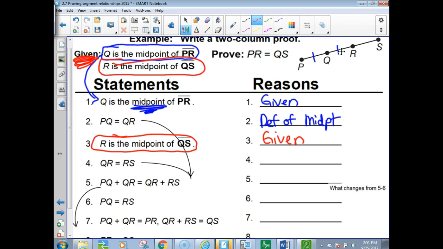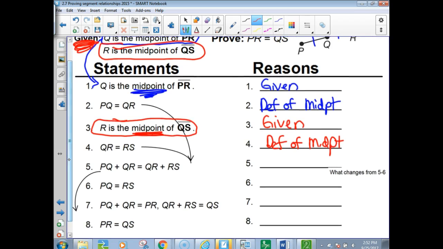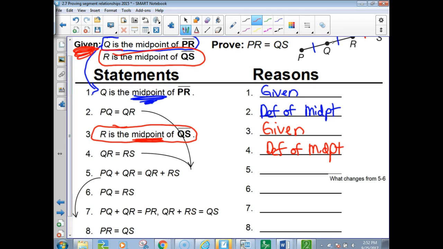If R is the midpoint of the segment Q to S, then it cut it in half, just like the last midpoint. So these would be equal, making all these segments equal at this point. So it says R is the midpoint of QS, given. QR is equal then to RS, those lengths, because of definition of midpoint again. Okay, now we're trying to prove that segment PR is equal to segment QS.